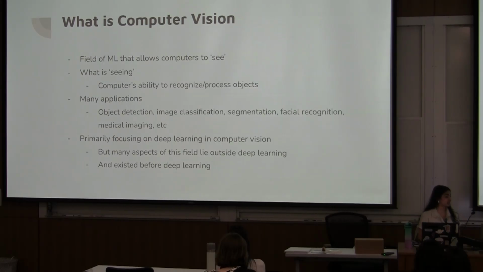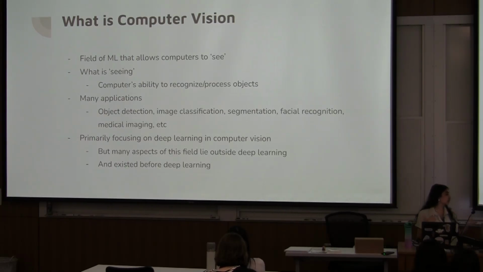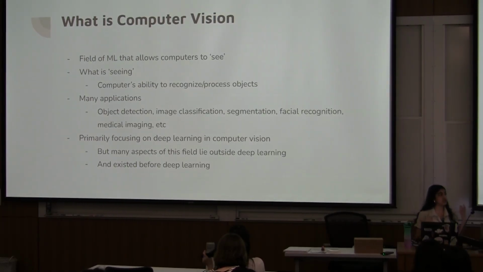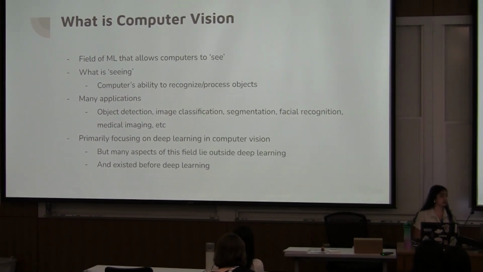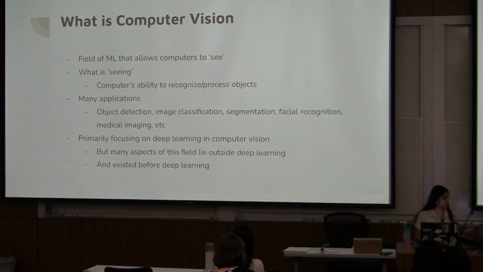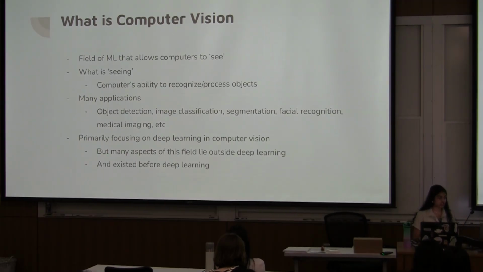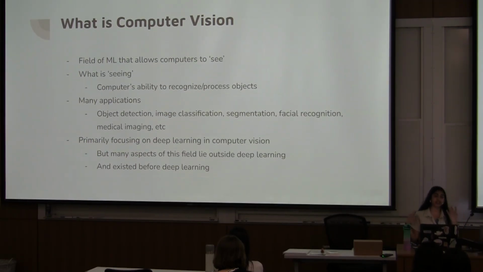So first off, what is computer vision? Computer vision is a field of machine learning that allows computers to see. And it's not seeing in the normal sense. In this sense, seeing is the computer's ability to recognize and process objects and images and different items. There are many applications of this: object detection, image classification, segmentation, which is something you will find in the technical article if you read that, facial recognition, and medical imaging, like being able to identify issues or problems in medical images and X-rays, etc.